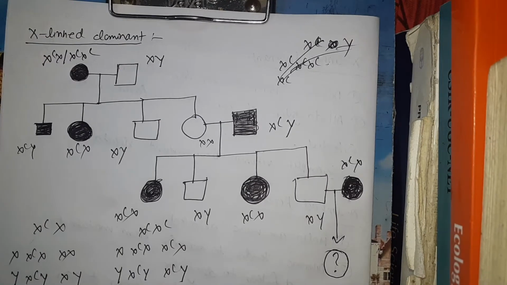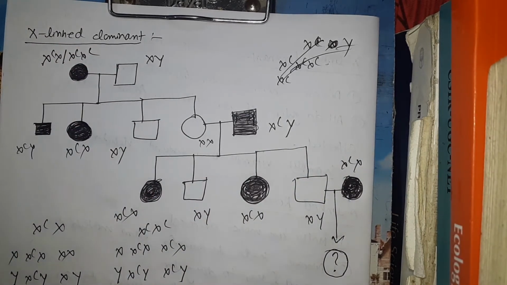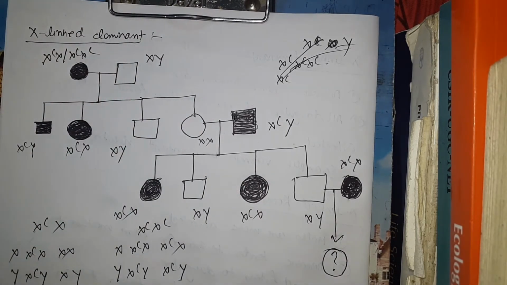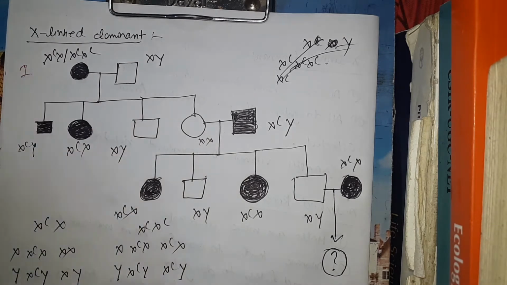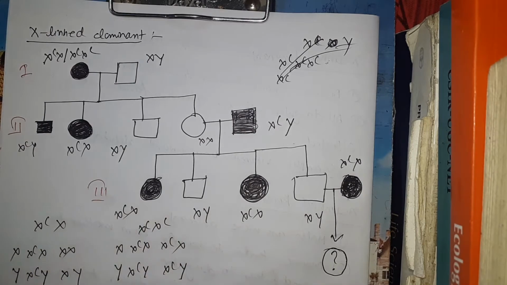So this is a pedigree chart and you need to tell what is the pattern of the inheritance that is going on in that particular family. Let's begin. As I have said in my previous video, we need to first find out whether it is dominant or recessive, right? So this is generation 1, this is generation 2, this is generation 3.